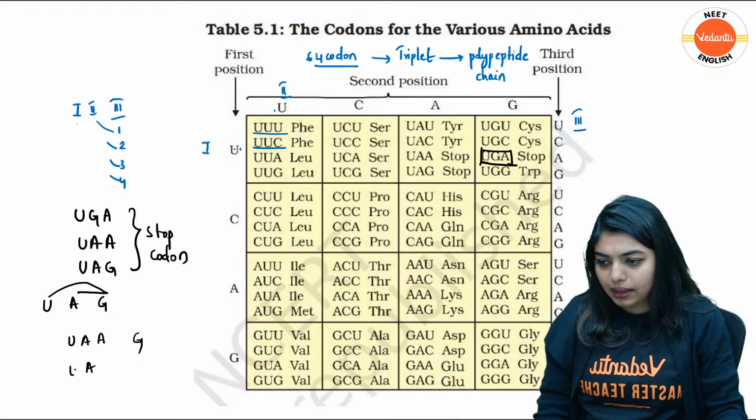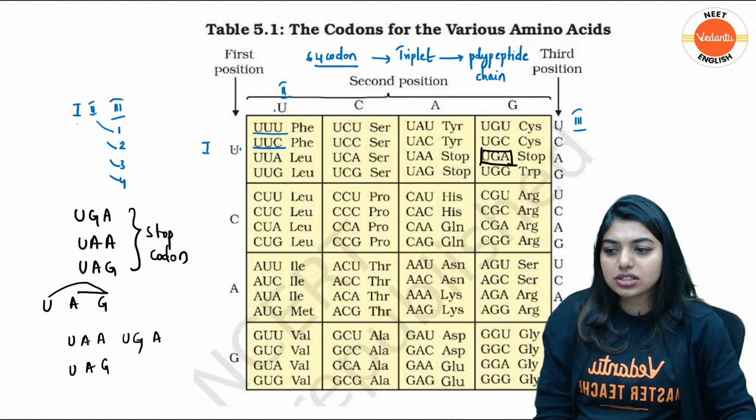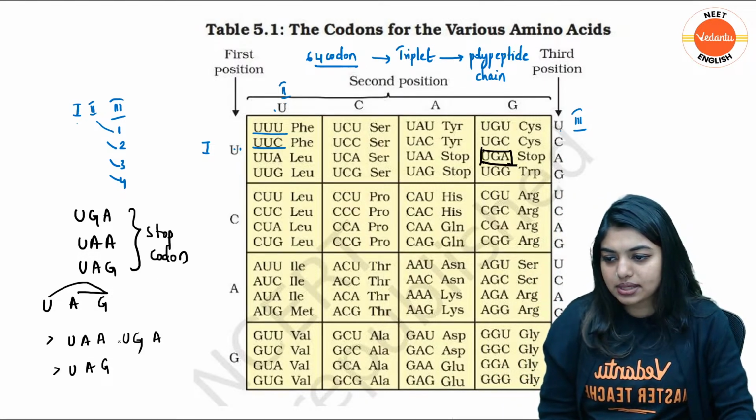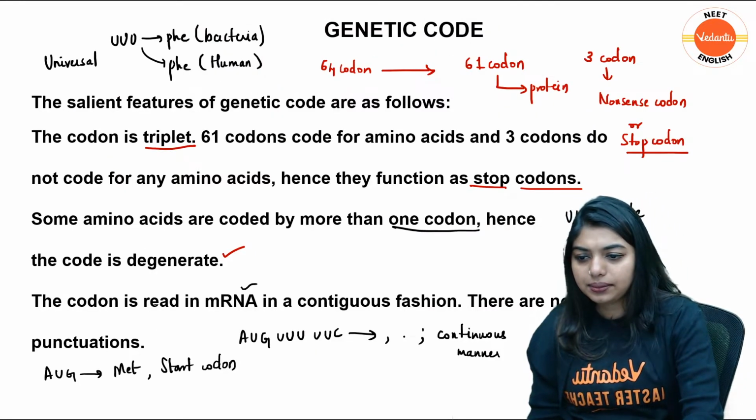UAA, UAG, UGA. That's all. Simple. That's all is the combination. This is how you'll remember: 2 times A in the center, and 1 time G in the center. Fine. This is done. Universal.